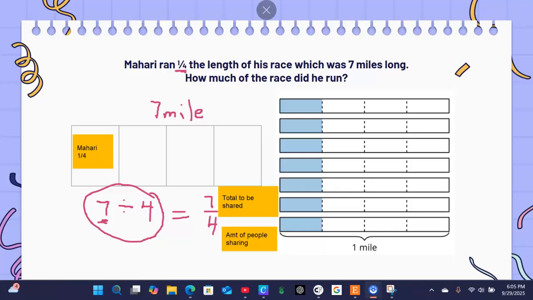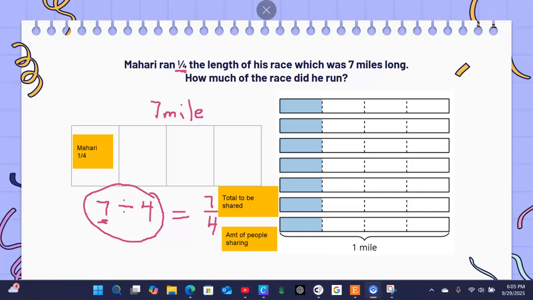A lot of students make the mistake, and they'll write a 7 divided by 4, but then put an answer of 4/7. So again, know what your numerator and your denominator represents. The numerator represents the total amount being shared, and the denominator represents the amount of people sharing it.